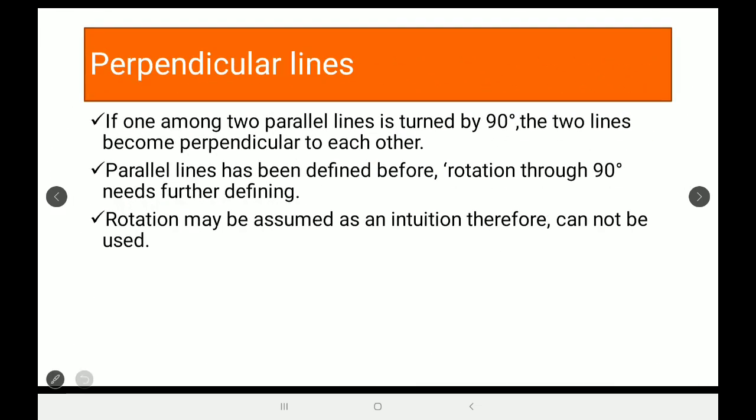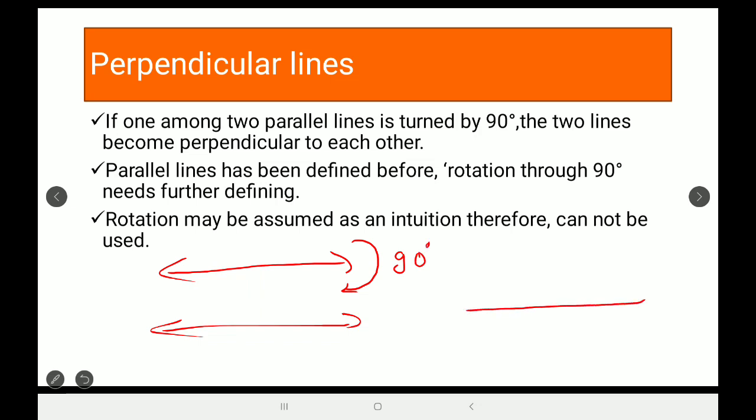Perpendicular line. If one among two parallel lines is turned by 90 degrees, the two lines become perpendicular to each other. Let's understand by figure. Here two lines are given. Both are straight lines. Now out of these two lines, if we turn any one line by 90 degrees, like this line as it is, if we turn this line 90 degrees, it will be now like this, and we have 90 degrees over here now. So these lines are called perpendicular to each other.